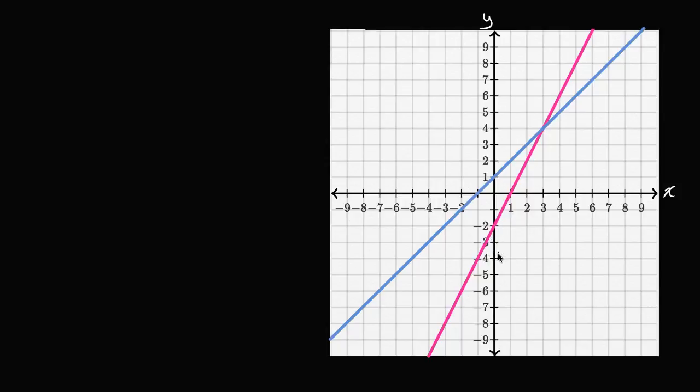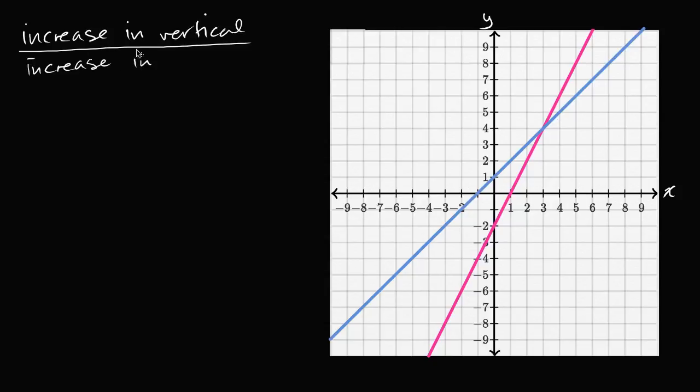So what's a reasonable way to do that? What's a reasonable way to assign a number to these lines that describes their steepness? Well, one way to think about it could be: how much does a line increase in the vertical direction for a given increase in the horizontal direction? So let's write this down. An increase in vertical for a given increase in horizontal. So how could this give us a value?